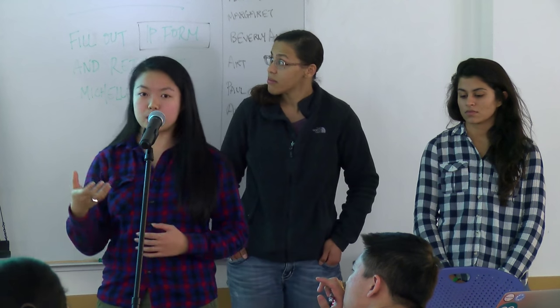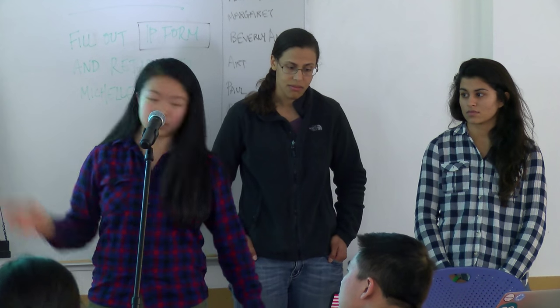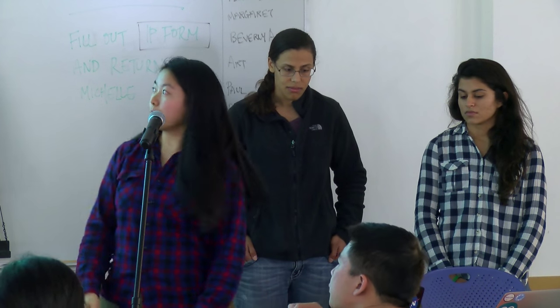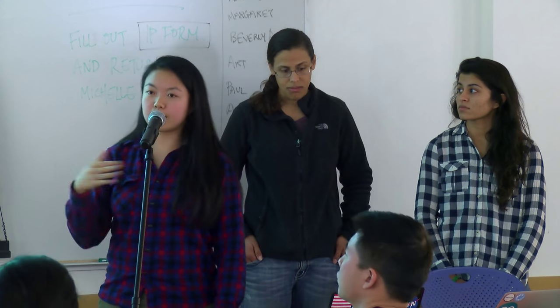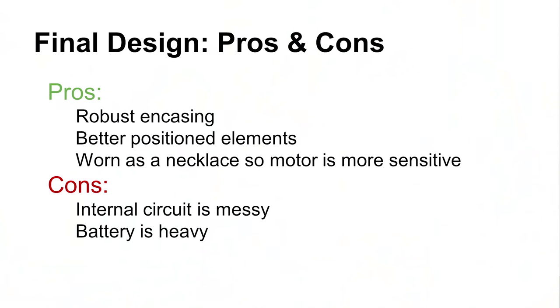And when we were positioning the switches, we knew that Felicity was right-handed, and so we put the switches accordingly. And we also put the motor on the back side of the necklace so it was touching her skin. So some pros of this are it's more robust, and we thought about the positioning a bit more. But inside, the circuit is a bit messy, and the battery is really heavy.